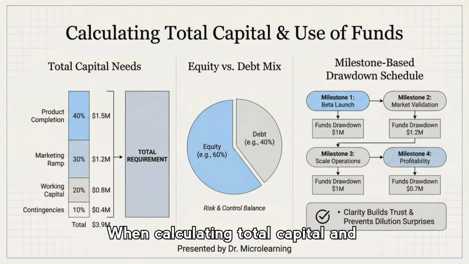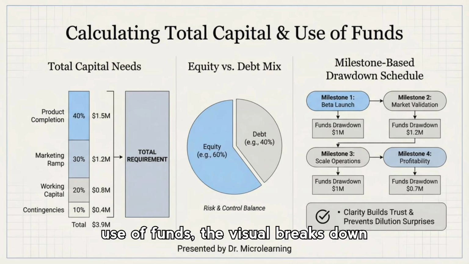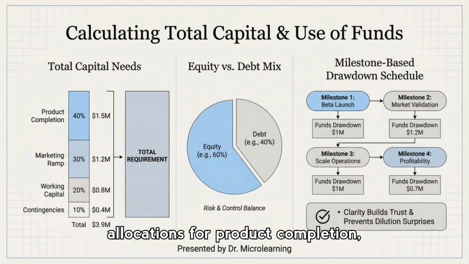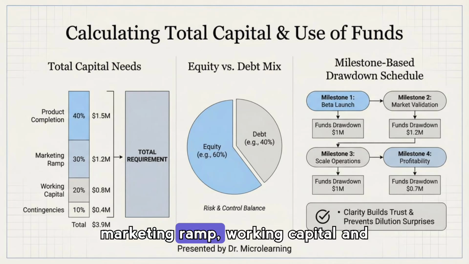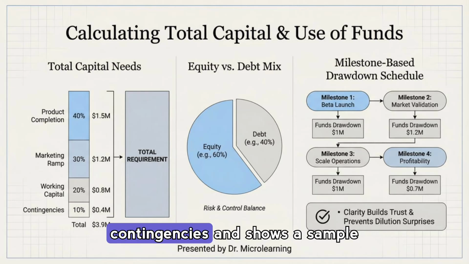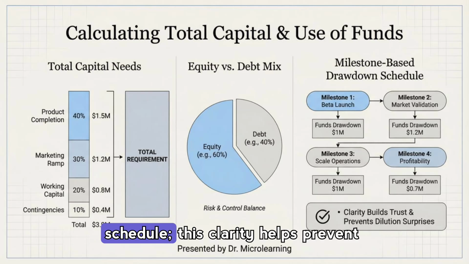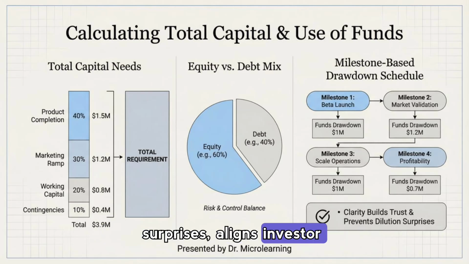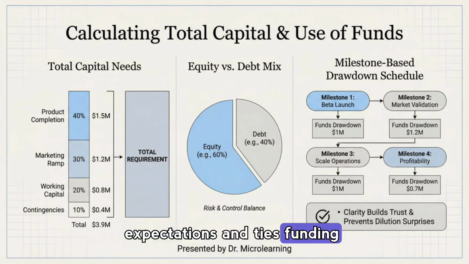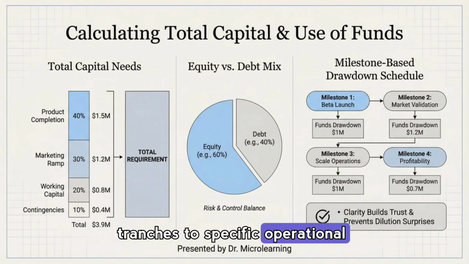When calculating total capital and use of funds, the visual breaks down allocations for product completion, marketing ramp, working capital, and contingencies, and shows a sample equity versus debt mix, together with a milestone-based drawdown schedule. This clarity helps prevent surprises, aligns investor expectations, and ties funding tranches to specific operational achievements.